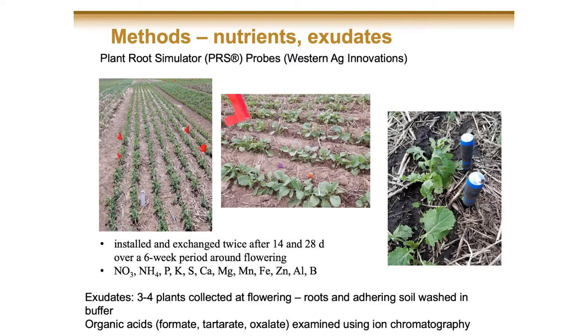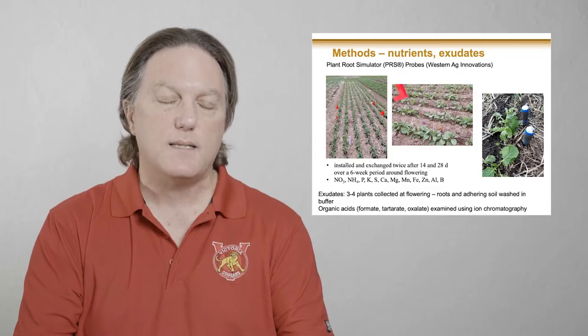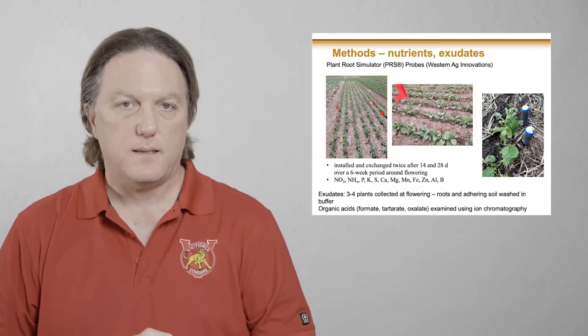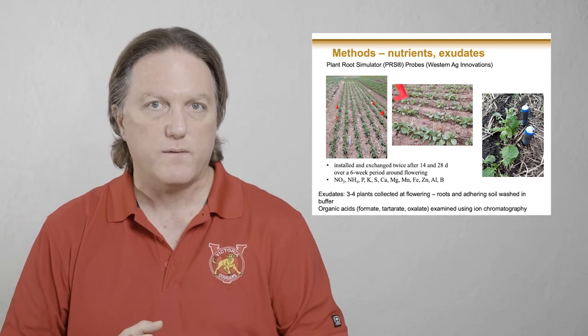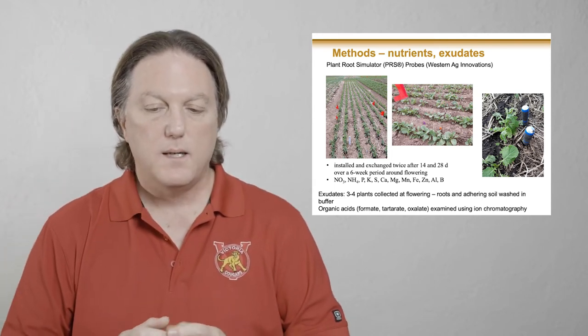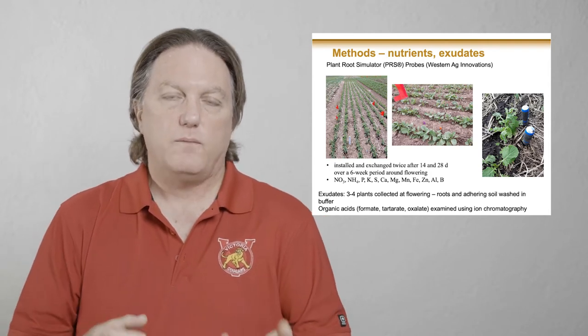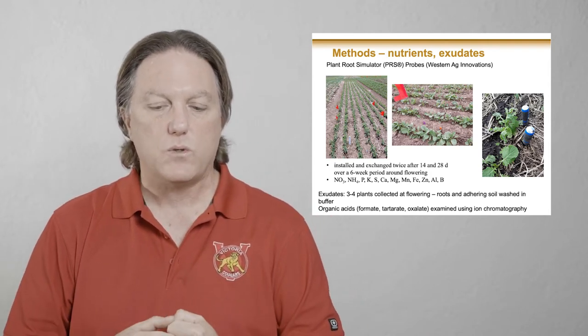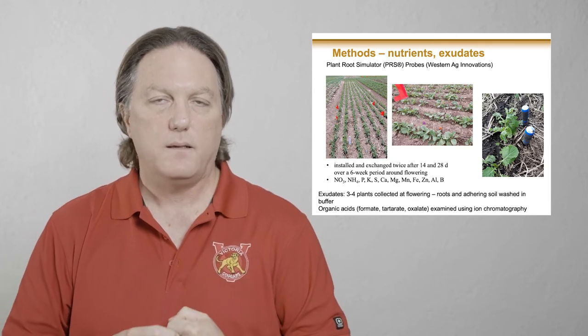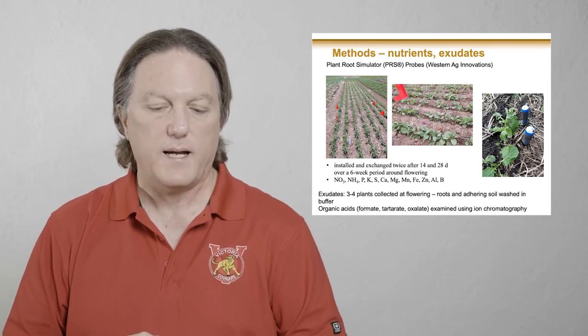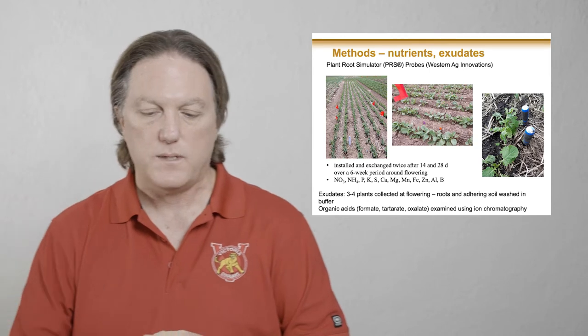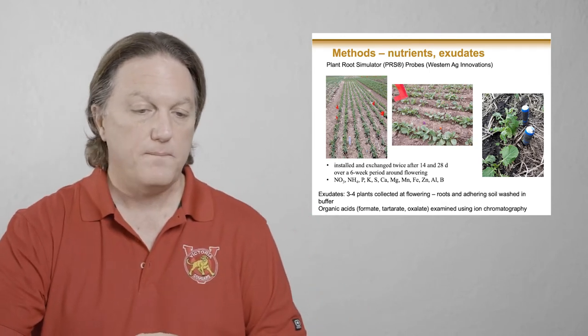As far as the exudates, so the compounds, these organic acids that are produced by the plants that can shape the composition and structure of the microbial communities in the roots, we collected three or four plants right at the flowering period, and we took the roots and whatever adhering soil, washed it in buffer, and identified and quantified the different organic acids at the University of Saskatchewan using ion chromatography.